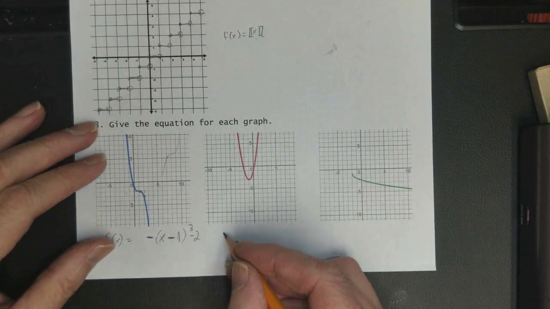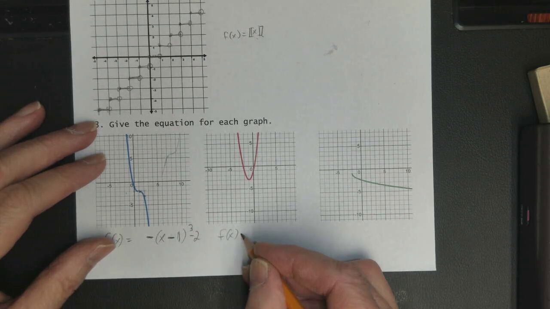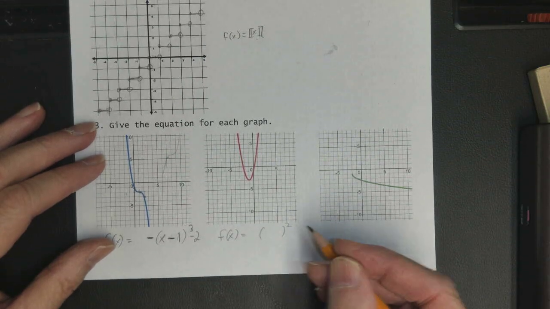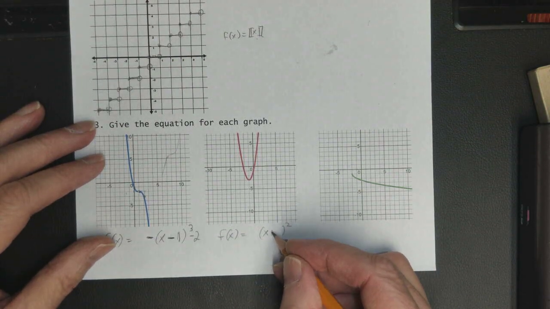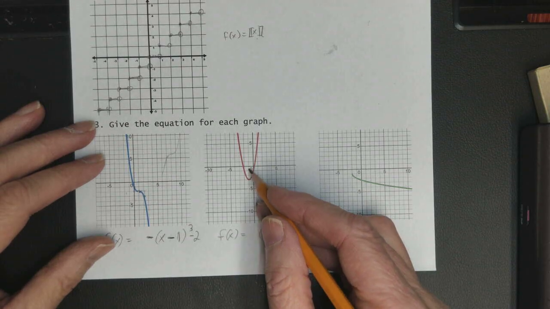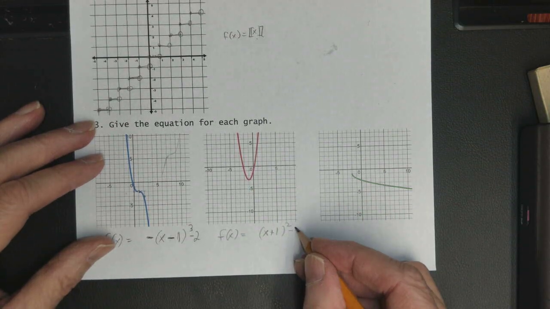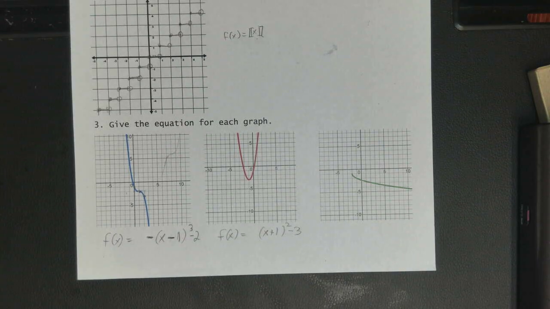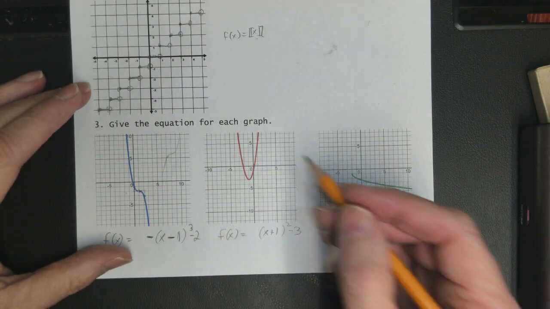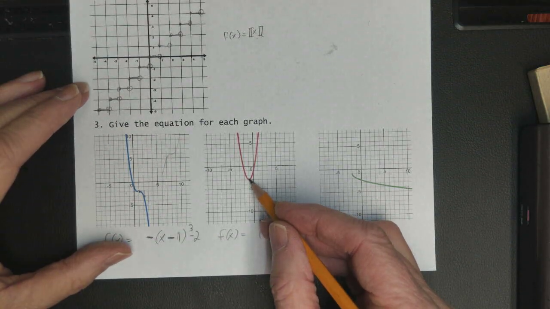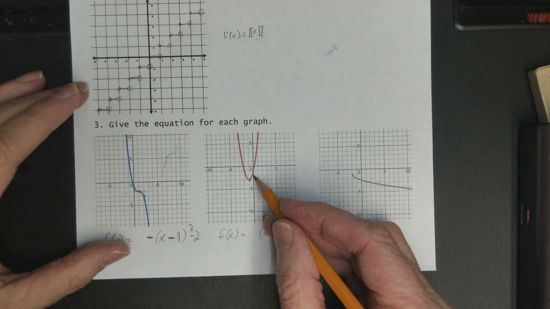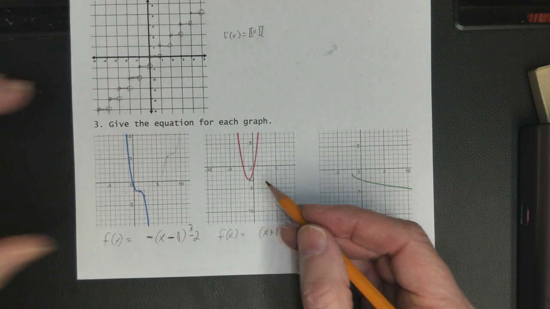The second one, this looks like the quadratic that has been shifted 1 unit to the left. So let's go x plus 1 here. 1 unit, or 1, 2, 3 units down. So let's go minus 3 here. Okay, I do think we have a growth factor here. Now notice on the parent function, if I go 1 unit right, 1 unit up.